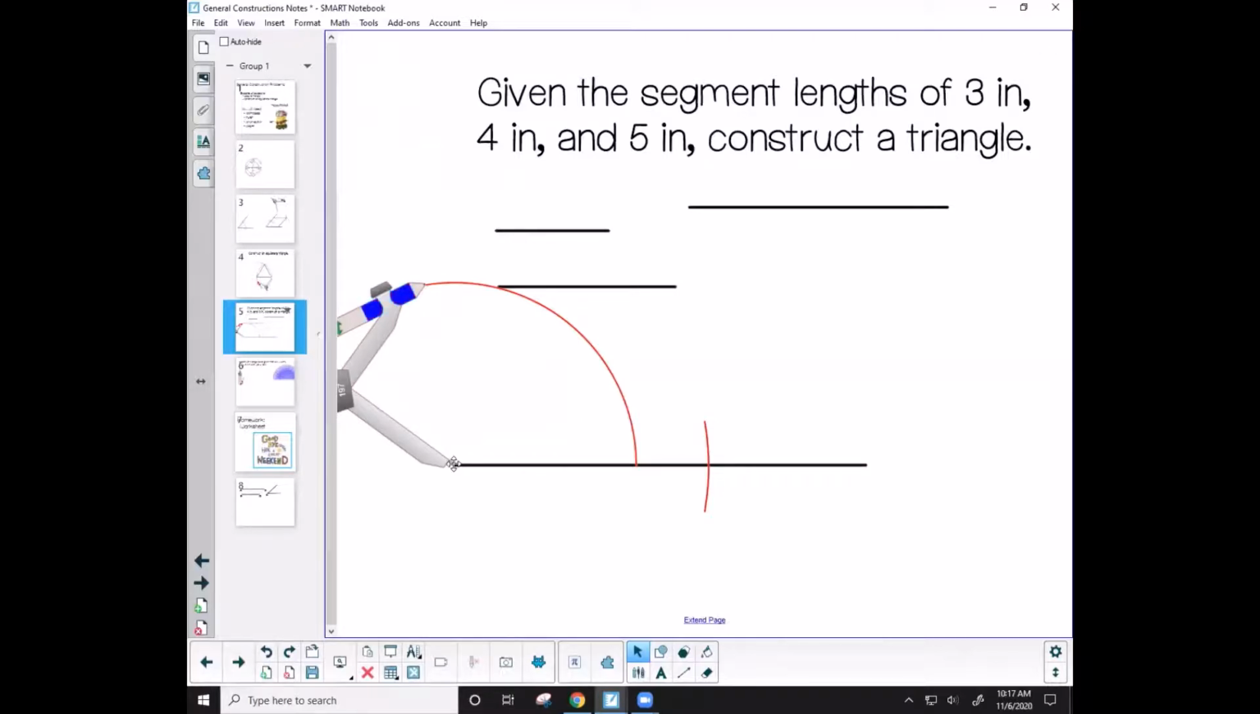Now I'm going to work with my 3-inch segment. So I'm going to take my compass, open it to the length of my 3-inch segment. This time, though, I'm going to go to the other endpoint. Make sure you're going to the endpoint of your 5-inch side, not that whole big extra segment there. We just want the endpoint of the 5-inch segment. We want to swing an X to create an intersection.